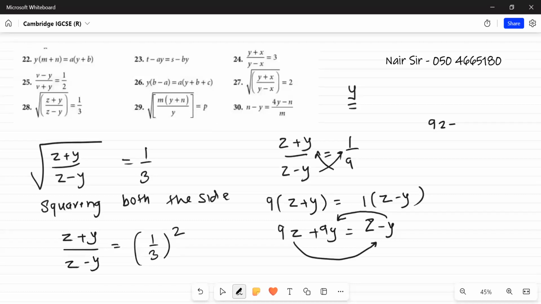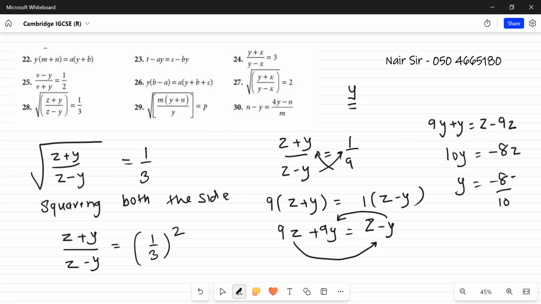9y plus y is equal to z minus 9z. This will become 10y is equal to minus 8z. y is equal to minus 8 upon 10, z. There is a common factor. So what do I do? 2 4s are 8, 2 5s are 10. My answer is y equals minus 4z upon 5.